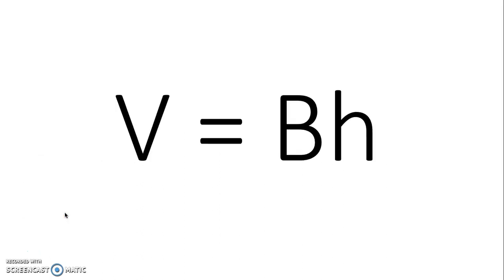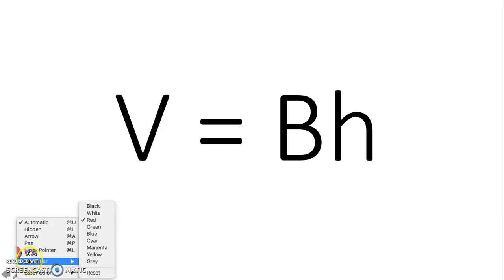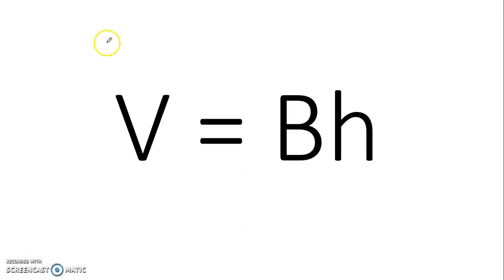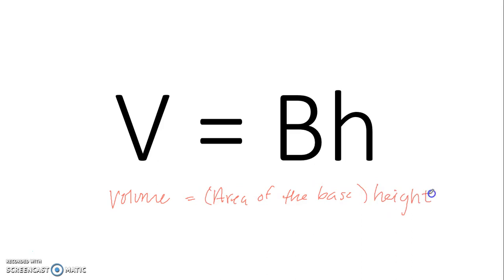So for these three types of 3D shapes, we are going to use the formula V equals B, capital B, H. Now it's very, very important that you see it's a capital B and not a lowercase b. So let's go ahead and label these. Capital V is volume. V is equal to, the capital B is the area of the base, times the height of the figure. So that is what we are going to be looking at today.